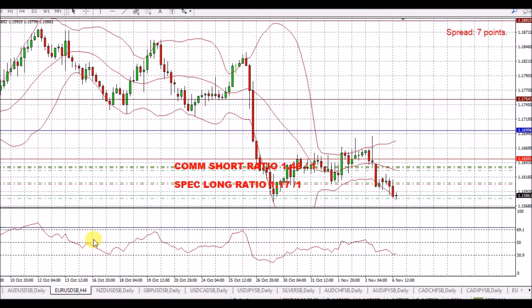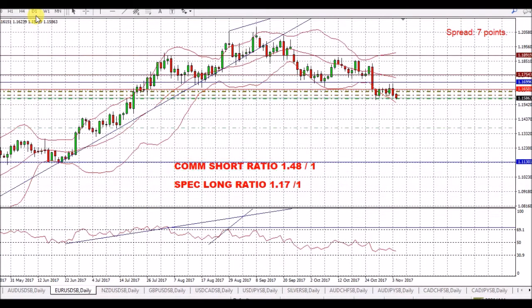Go next to the Euro US dollar. I'll put it on the daily chart, and there you go. Well, we've had a nice red candle today. It's come back down onto a recent low, and we're finding a little bit of support. I'm hoping to see that support broken this week, and we should head on down through, and we've got a commercial short ratio of 1.48 to 1. We're below the 50 on the RSI, and we're pointing down, so I'm looking for that to short.